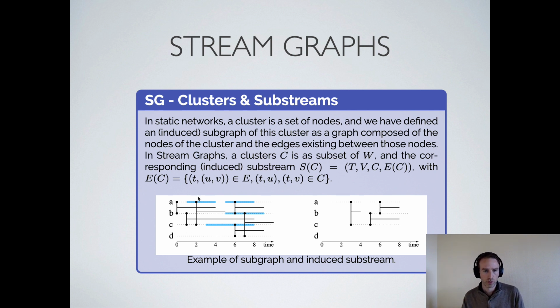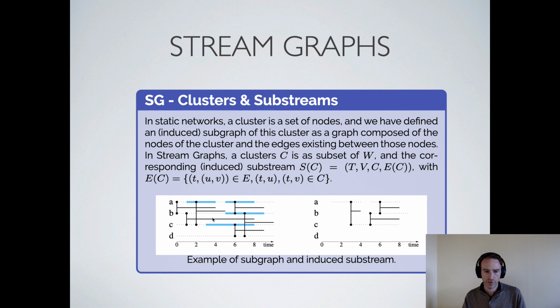So we have decided to take this cluster, and you see that it's not composed of A and B, but of A from 1 to 4, and so on and so forth. So it's really a set of node-times. And on the right, you have the corresponding substream. And obviously, you see that the nodes are represented with dots during a period corresponding to the blue lines. And we have kept only the edges between the nodes that do exist.